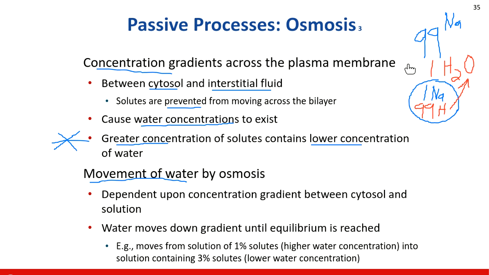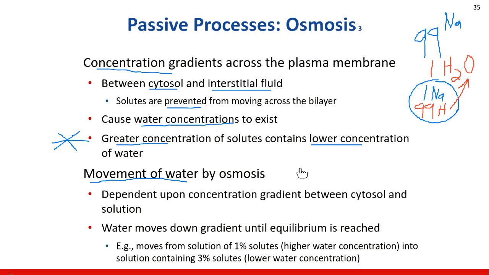Could we not also say that water will move into an area of high solute concentration? Check it out. Remember, it's moving down its water concentration gradient, but at the same time, it's moving from an area of low solute concentration to an area of high solute concentration. So we can say that water is going to move into the area where there's greater solute concentration.